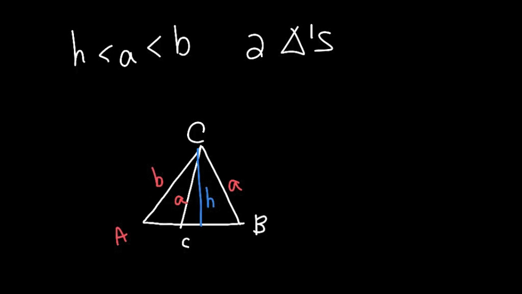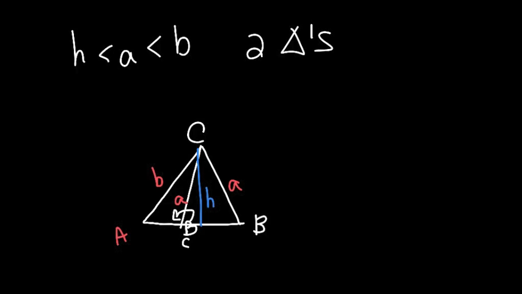Finally, we have the last situation, which is when little a is greater than the height h, but less than little b. This results in two possible triangles. As you can see, there's one triangle where angle B is acute, this one, the bigger one, and then one triangle where angle B would be obtuse.